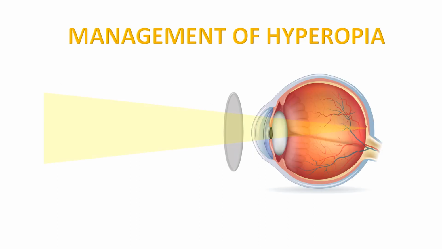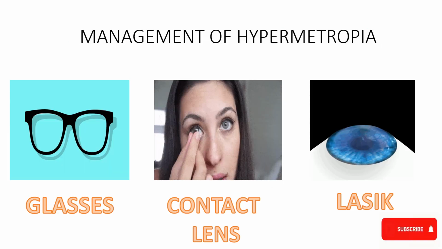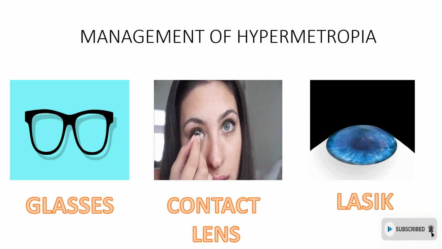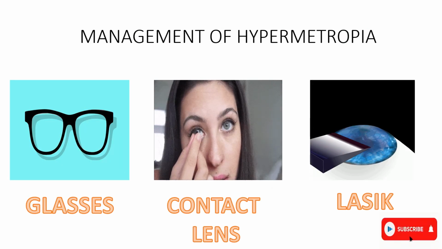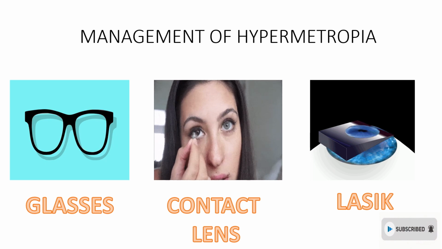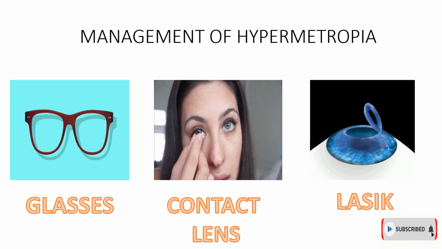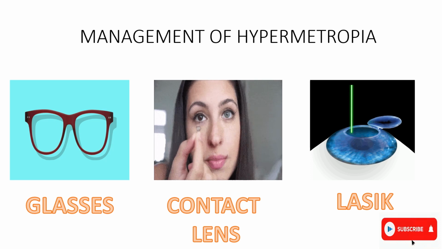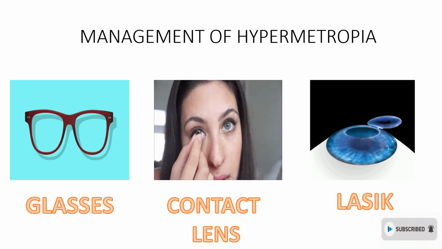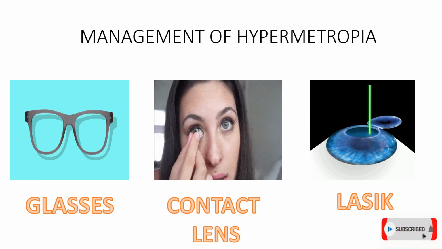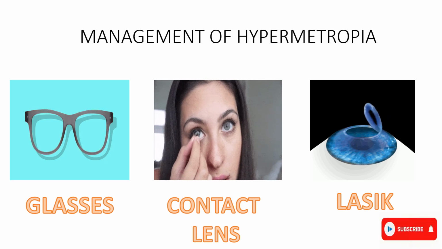Management of hypermetropia is usually with a convex lens, which makes the rays of light get focused on the retina. This can be achieved by glasses or contact lenses, which are the standard ways of correcting. If the patient is not comfortable cosmetically wearing glasses or contact lenses, the patient can go for LASIK surgery to correct the hypermetropia.